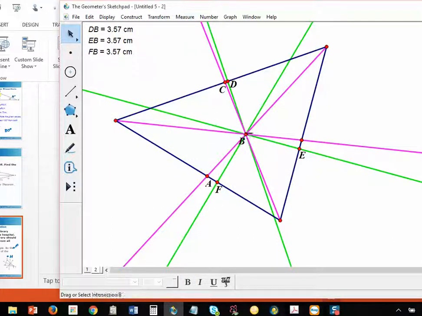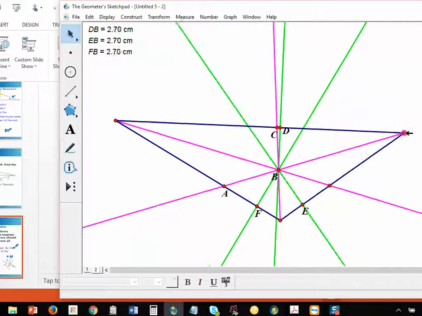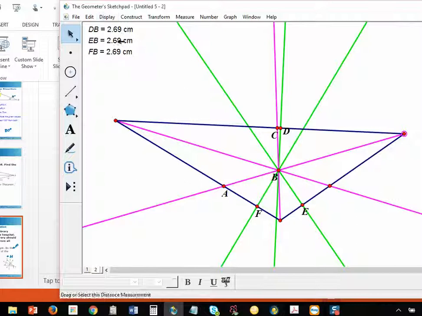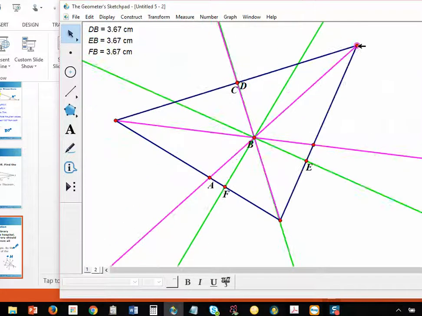The green lines are showing the distance from the incenter to each side. And the pink lines were the angle bisectors of the triangle. And no matter what kind of triangle I have here, how I change it, the distance will always be the same. That's what the theorem says. So that's kind of cool.